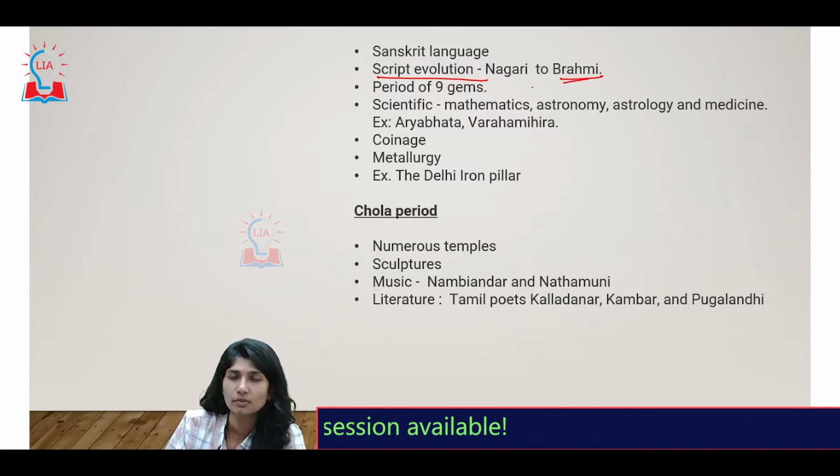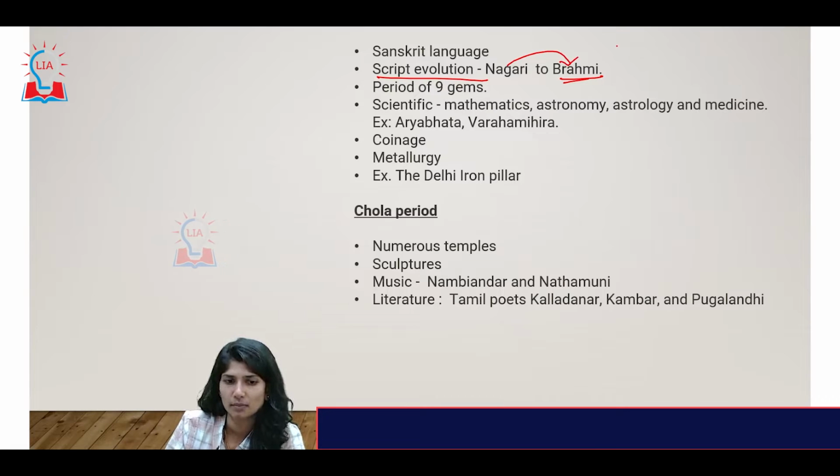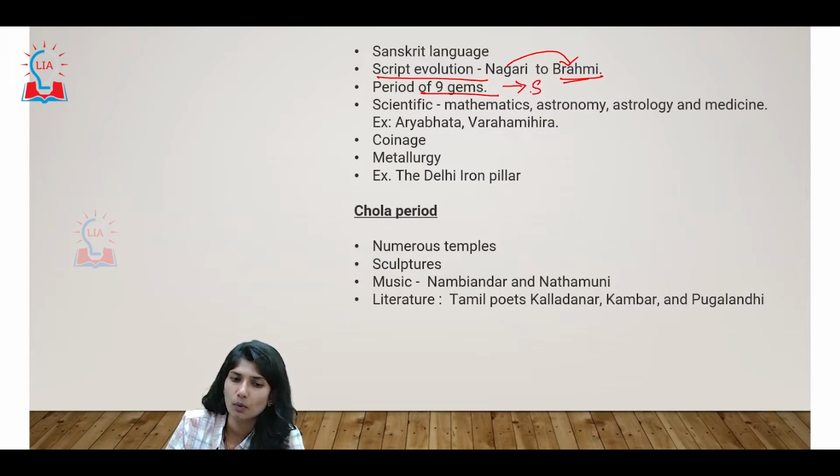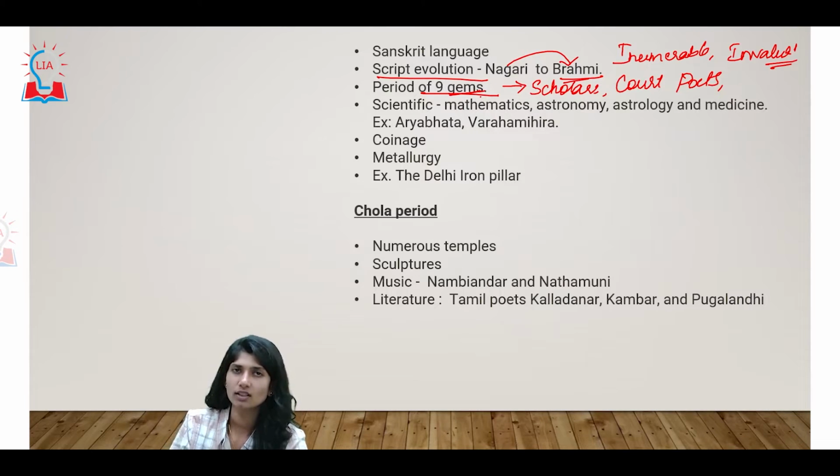That started from this phase. It evolved from Nagari script to Brahmi script. Okay, now this was a period of the nine gems, all the stories of the most important scholars and court poets. You can mention the names of a few of them. You can mention their works, indicating the richness in literature.